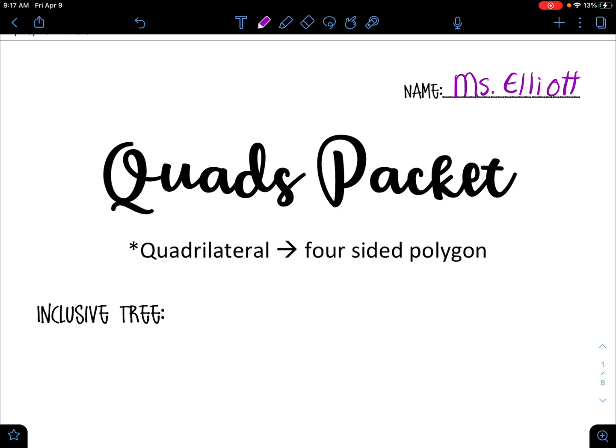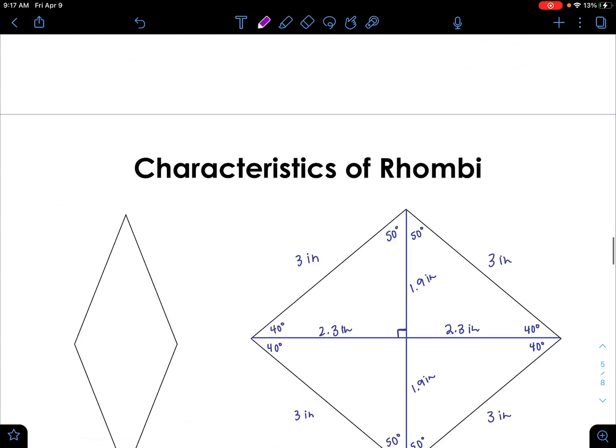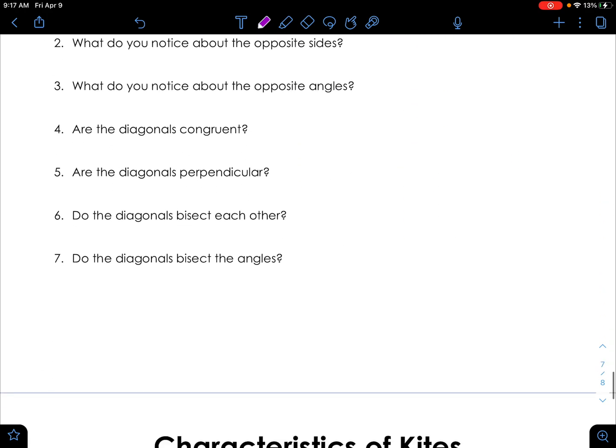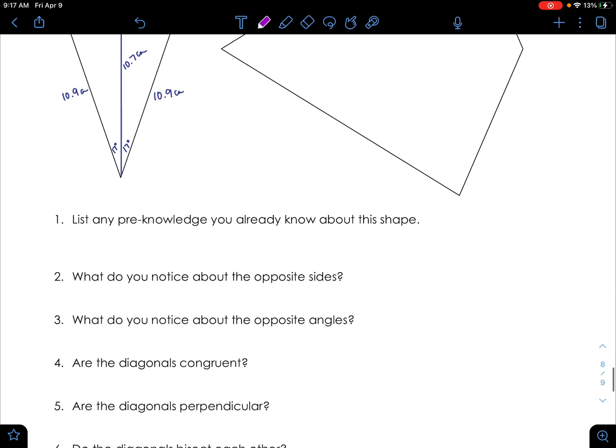I'm starting with the last page so that way, as you work through this, you'll get to the end and be like, oh yeah, I'm done. Yay. So we're going to start on the last page with kites. Hopefully you didn't get much sickness just then. Characteristics of kites. So list any pre-knowledge you already know about this shape.